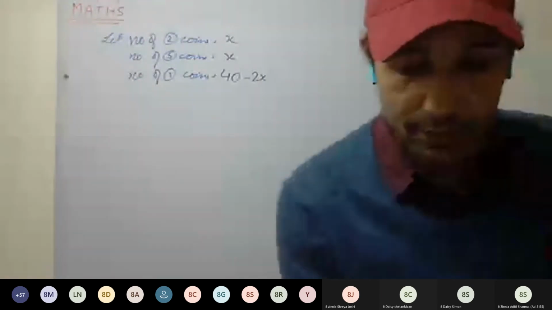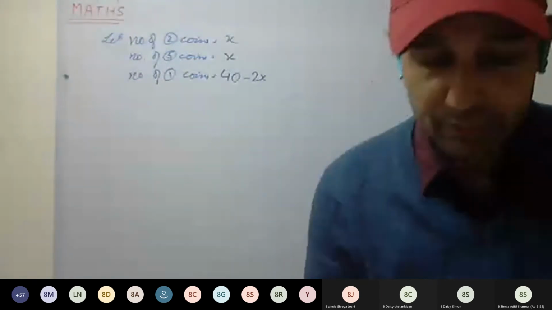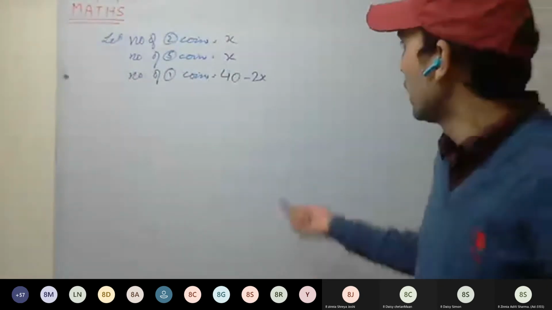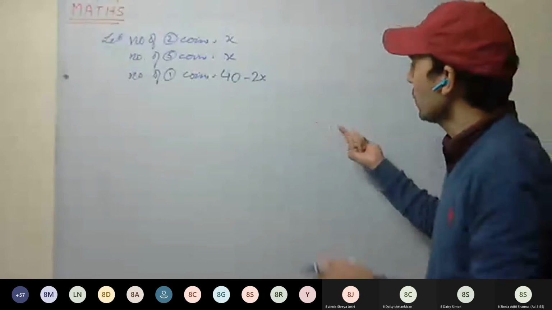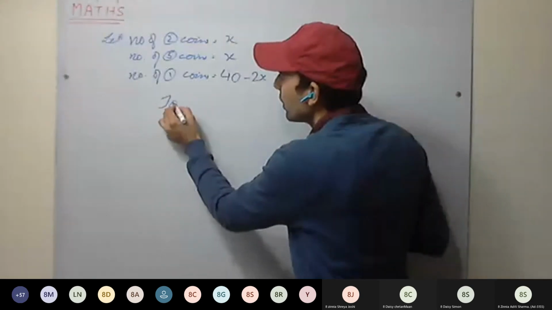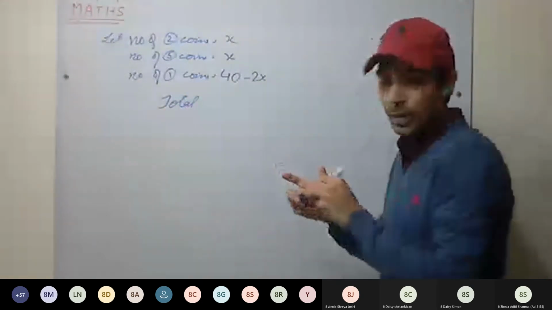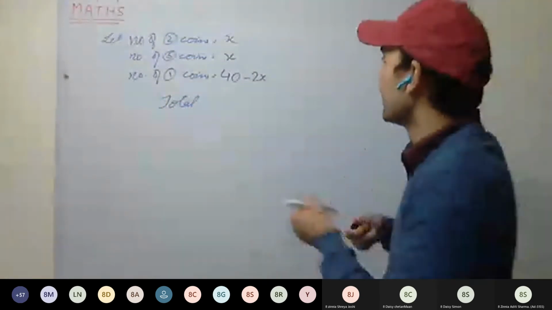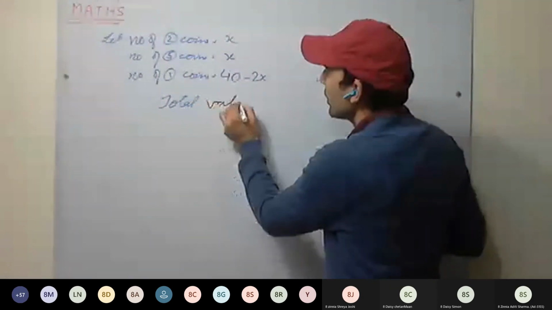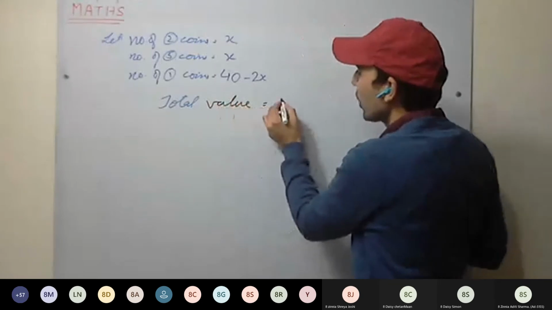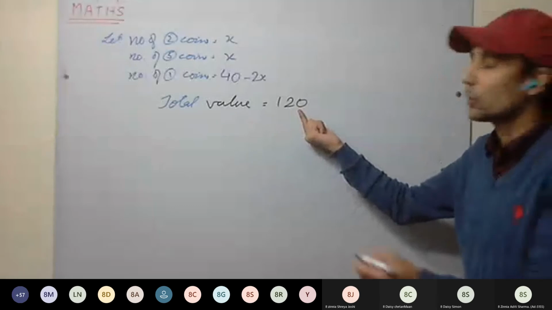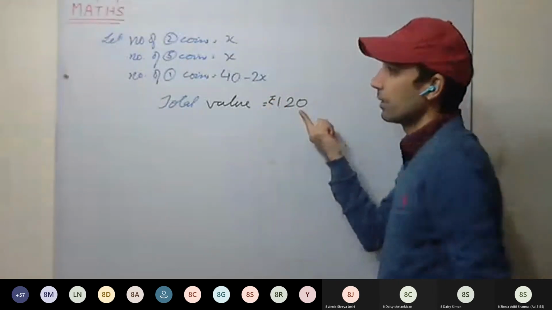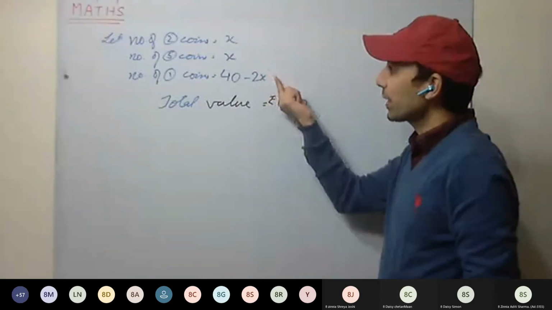Okay, now read the next line. And their value is 120. Okay, total number of coins 40 and their value is 120. So total value, yes. Okay, black pen. Total value equal to how much? 120 rupees. Total value is how much? Rupees 120. Okay, so total value we can calculate.